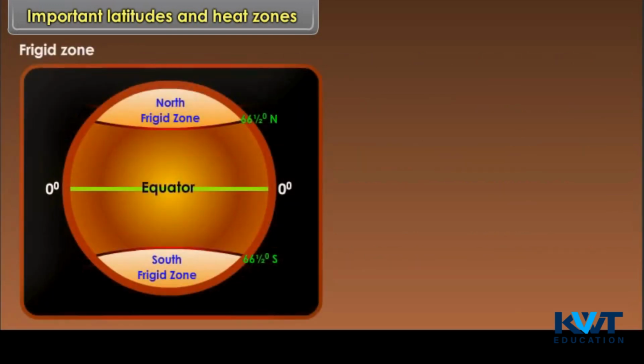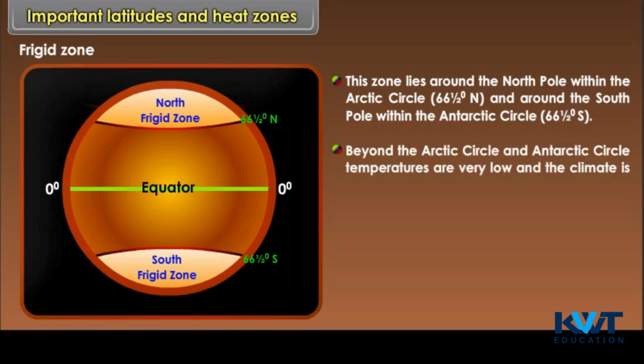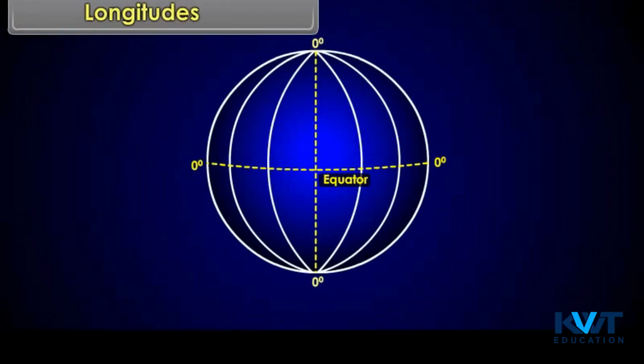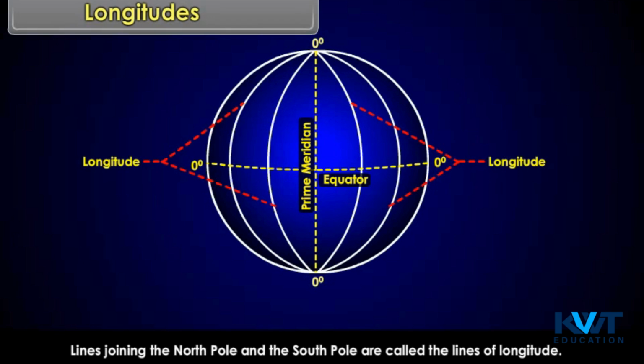Frigid zone. This zone lies around the North Pole within the Arctic Circle, 66.5 degree north, and around the South Pole within the Antarctic Circle, 66.5 degree south. Beyond the Arctic Circle and Antarctic Circle, temperatures are very low and the climate is very cold. This is due to the extreme slanting of the sun's rays. Frigid means cold. This is a very cold zone.